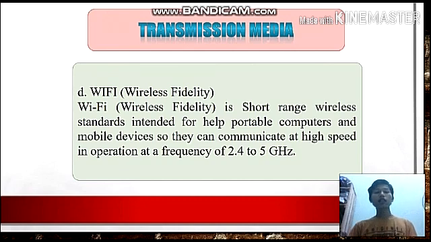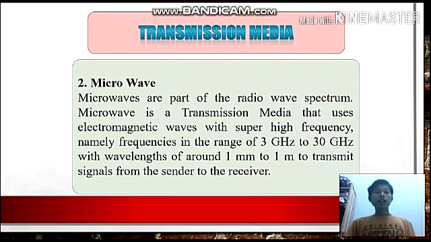Wireless fidelity is a short-range wireless standard intended to help portable computers and mobile devices communicate at high speed, operating at a frequency of 2.4 until 5 GHz. And the second type of wireless data transmission media is microwave. Microwaves are part of the radio wave spectrum.